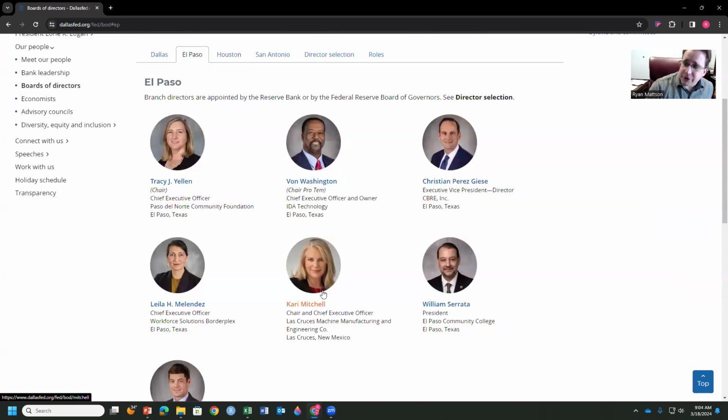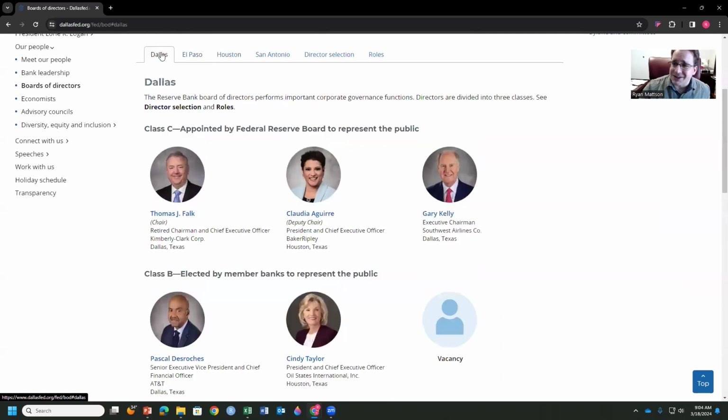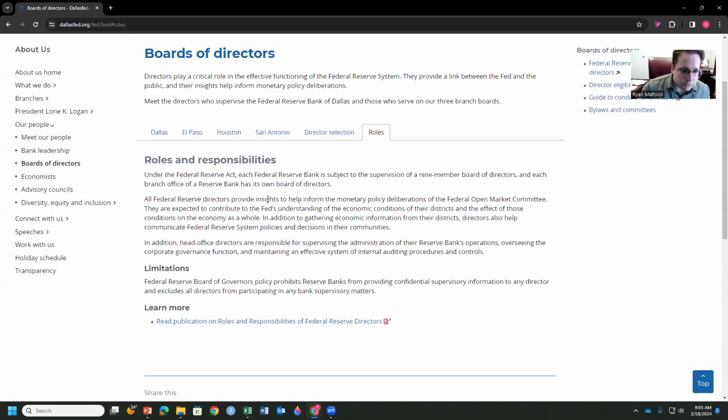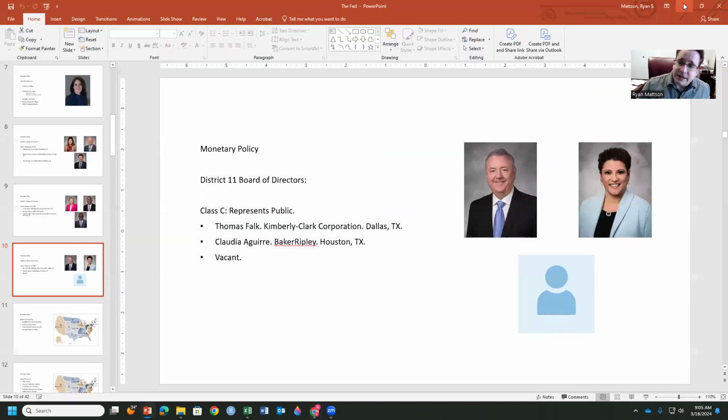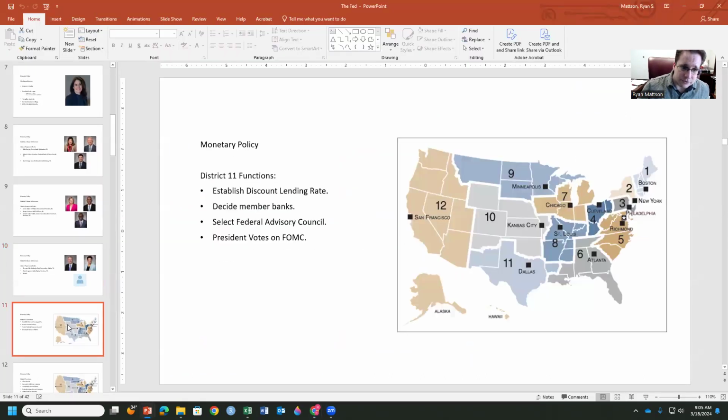Again, is it important you know every single person on this? No, what's important is that you see and understand where these decisions are coming from. And if you want more information, the Dallas Fed provides this. If you want to know how these directors are chosen, what their guide of conduct is, what their bylaws are, this is all available online. You can take a deep dive into it if you want.